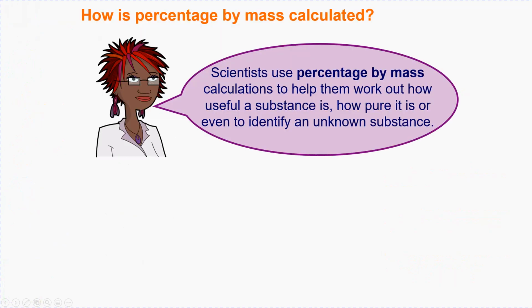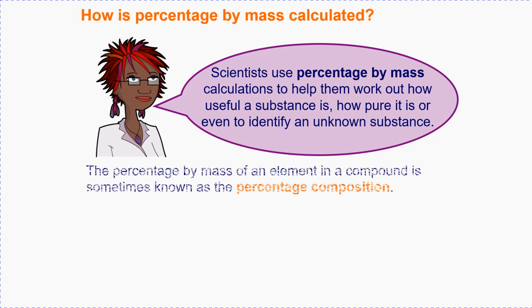Okay, so what we're going to think about is this percentage by mass idea. So it's really useful in industrial chemistry to work out how useful substances are and even to test the purity of them. So it's thinking about the percentage composition of compounds.